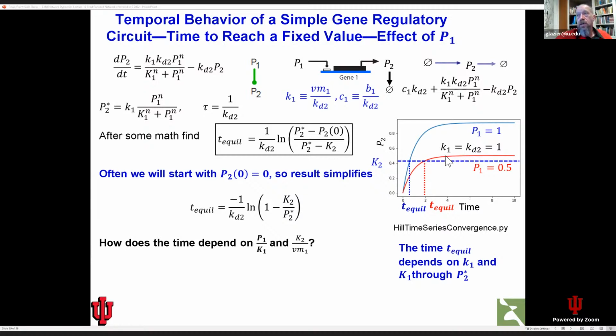And the rate at which it increases is going to depend on K1, the rate of increase. The top final value is going to depend on K1 and capital K1. And so the time it's going to take to get from 0 up to crossing K2 will be a function of K2 and K1 and KD2 and everything else.